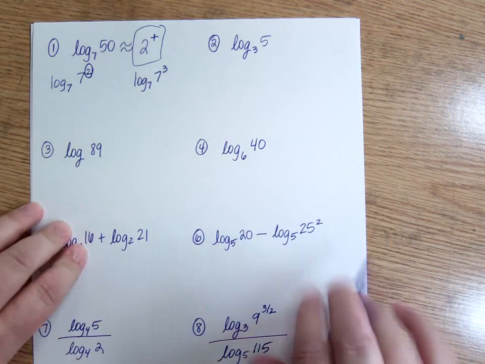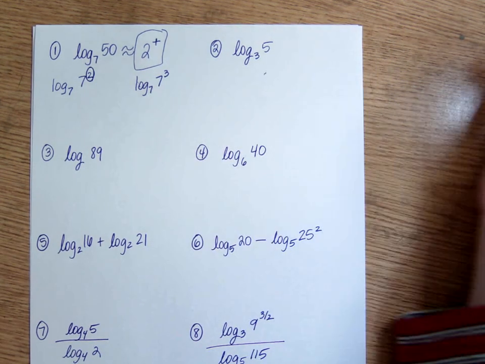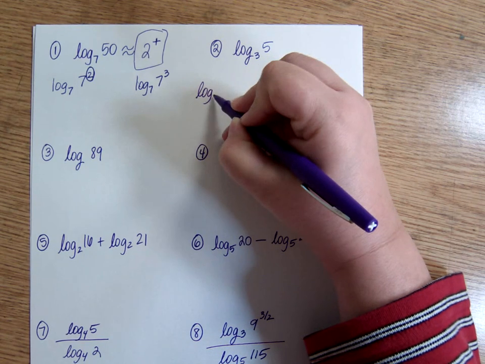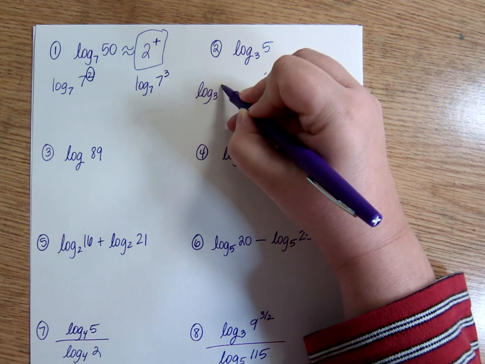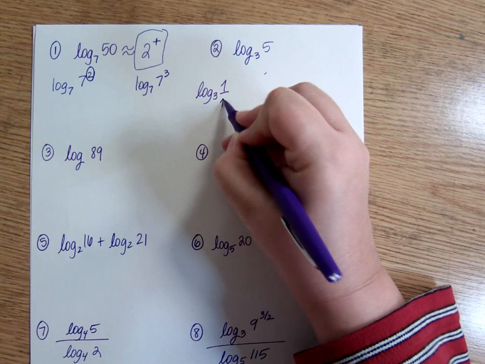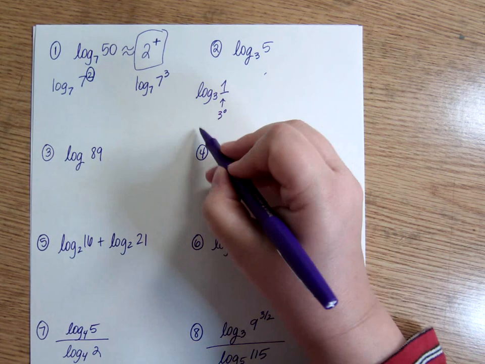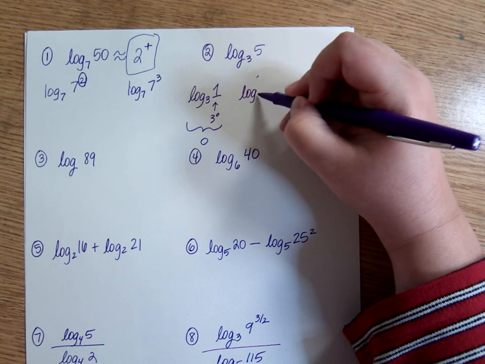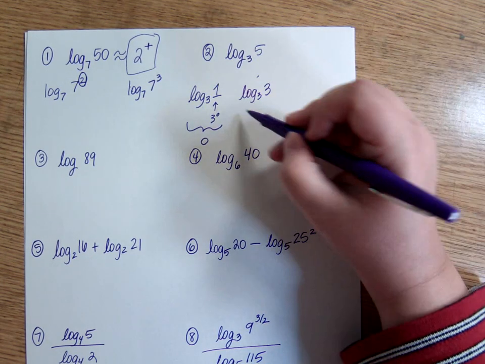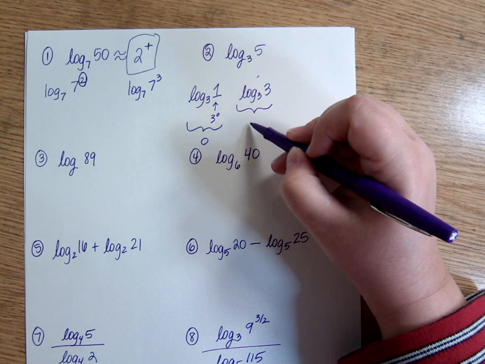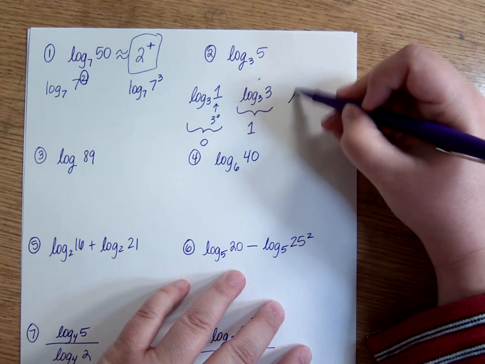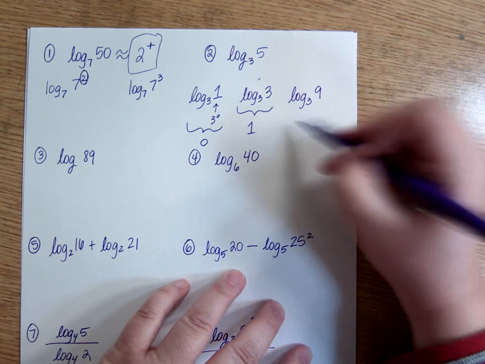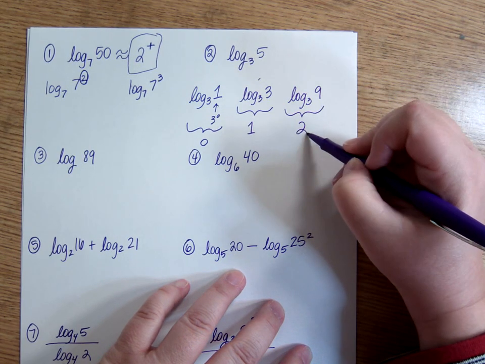Okay? Here we go. Let's look at log base 3's. Log base 3 of 1. That's 3 to the 0. So that whole thing would be 0. Log base 3 of 3. That's 3 to the first. So this whole thing would be 1. Log base 3 of 9. That's 3 to the second. So this would equal 2.